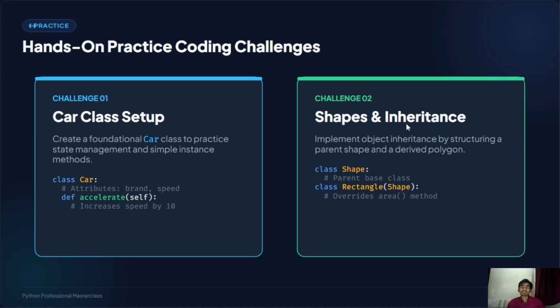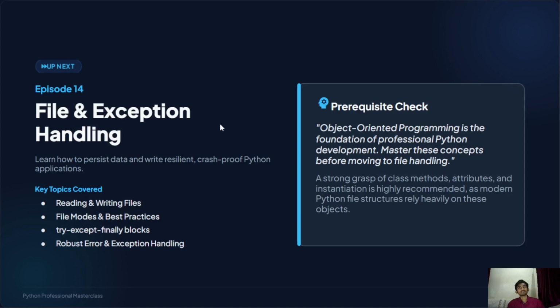Next, the question is shapes and inheritance. In this, you need to create a parent class called Shape. Then create a child class called Rectangle that inherits from Shape and adds an area method inside the Rectangle class, using length into breadth. This exercise will help you understand inheritance and method creation. Try solving it by yourself before checking online.